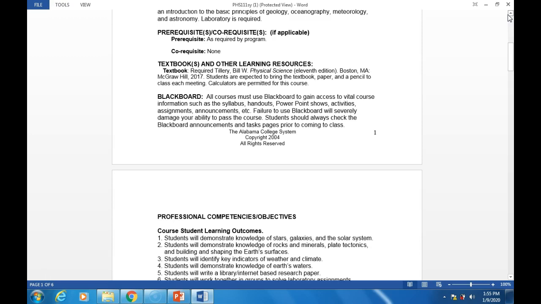If I were able to change this, I'd say the proper use of Blackboard could greatly enhance your ability to do well in the course, rather than the other way around. But they put it there. They say we can't change it. Now I don't like this sentence either. Students should always check the Blackboard announcements and task pages prior to coming to class. Why would you think they'd say that?